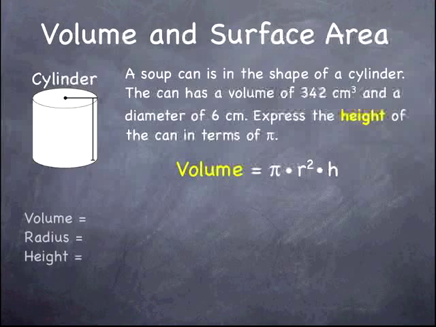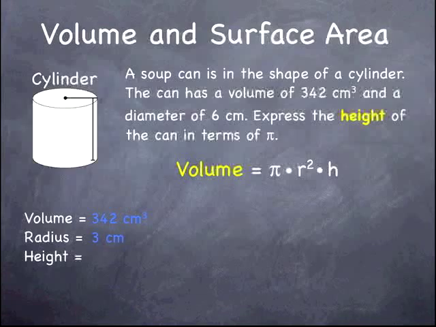However, this time it's a little different when I create my list: volume, radius, and height. The question tells me that the volume is 342 centimeters cubed. Then it goes on to tell me that the diameter is 6 centimeters. Now, I need the radius, so I need to understand that the diameter of a circle is all the way across the center. The radius is only halfway. So in order to calculate the radius, I need to take half of the diameter, and half of 6 is equal to 3, so my radius is 3 centimeters.